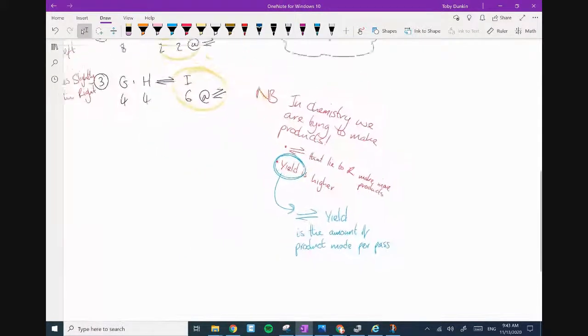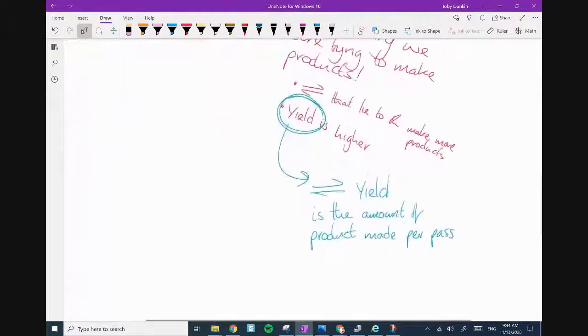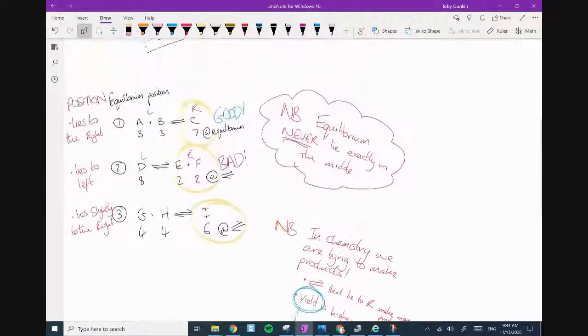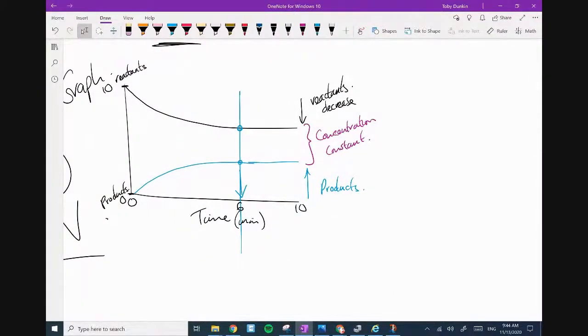I need to, that's going to require me looking at that from a context perspective. So I'll do that in terms of Haber. Yeah, per pass. But the higher the yield, the better. Yeah. So if we just look at this graph, this is a poor yield. Why is it a poor yield?